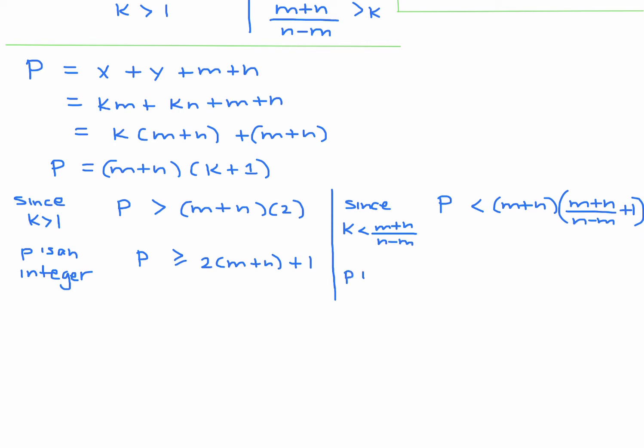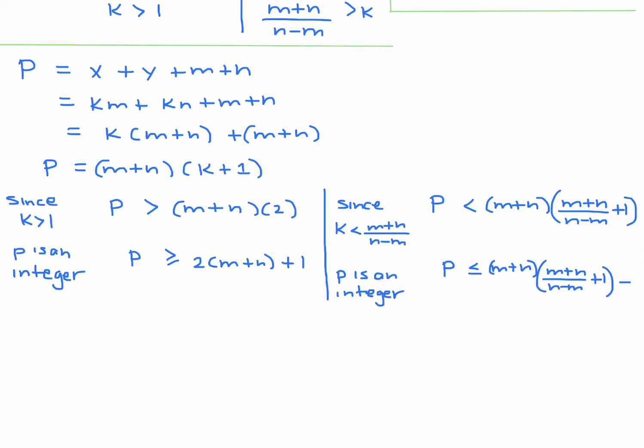And in a very similar way, since p is an integer, p has to be less than or equal to m plus n times that, m plus n over n minus m plus 1, minus 1. So for example, if this was, say, 14 and p is less than 14, p has to be at least 14 minus 1, which is 13. So that's why we put in that negative 1 there. Okay, well, these two things, this one and this one, give me a range.